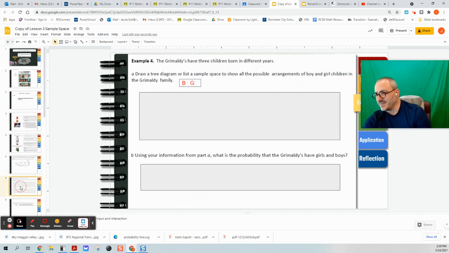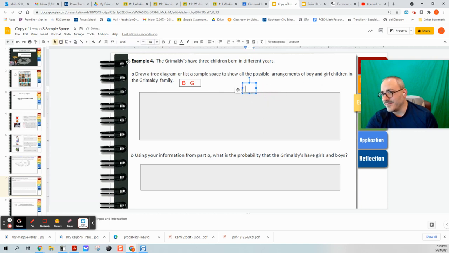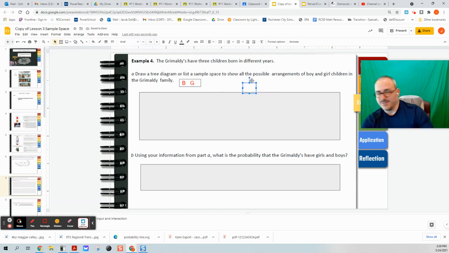I'm going to go on to slide 7. And here we are at slide 7. The Grimaldis are going to have 3 children born in different years. They want us to draw a tree diagram or list the sample space to show all the possible arrangements of boy-girl combinations in the Grimaldi family. Unfortunately, we're going to assume a gender binary here, but for the sake of math and simplicity, we're just going to go ahead with that.